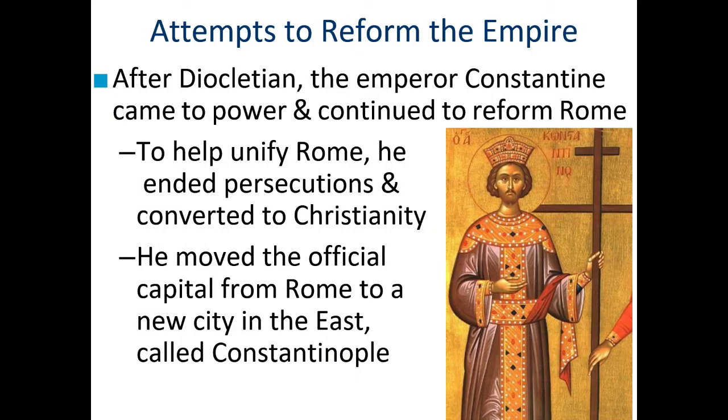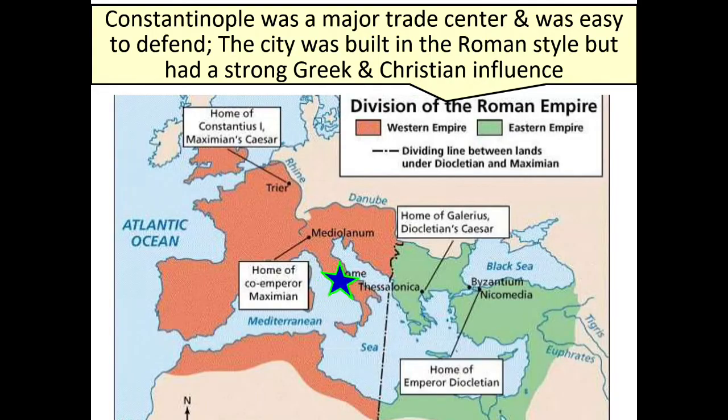After Diocletian, the Emperor Constantine came to power, and he continued to reform Rome. To help unify Rome, he ended persecutions and converted to Christianity. And he moved the official capital from Rome to a new city in the east called Constantinople. He named it after himself. Constantinople was a major trade center and was easy to defend. The city was built in the Roman style, but it also had strong Greek and Christian influence.